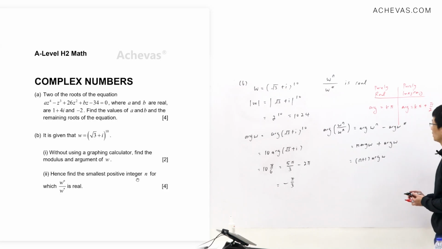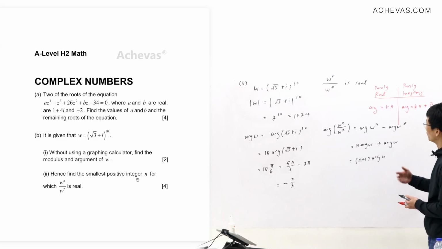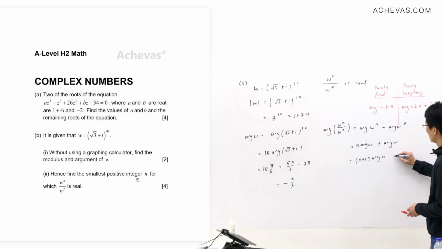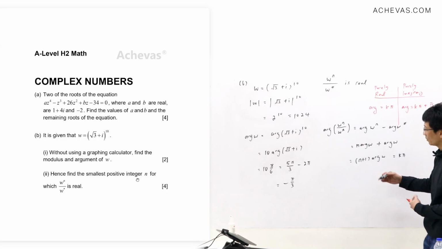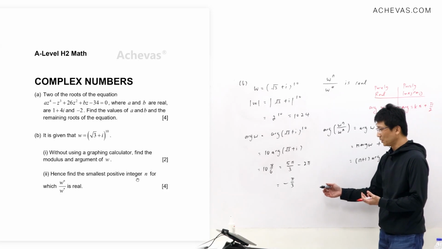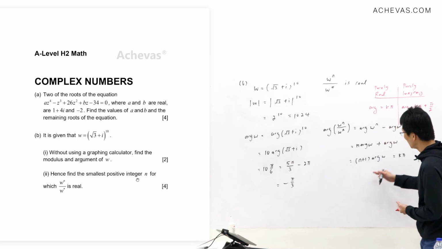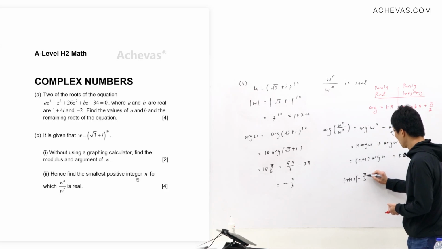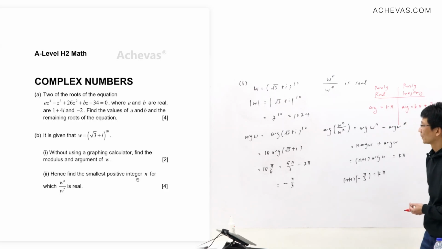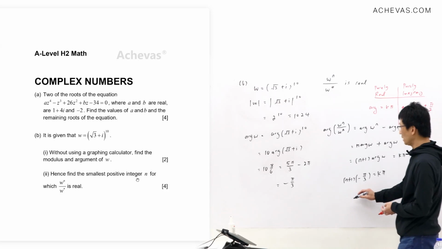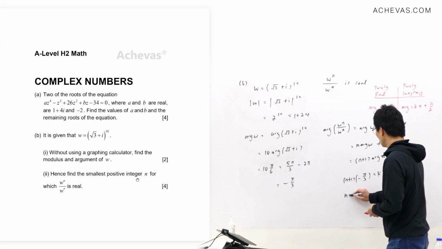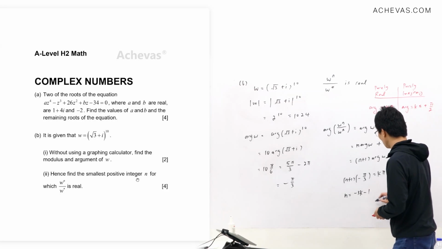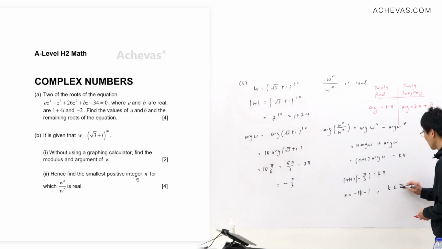Since this question wants us to say that it is purely real, I will equate this particular term with k pi. And since from the previous part, we already know that the argument of w is equal to minus pi over 3, we can simply substitute inside here. So we get n plus 1 times minus pi over 3 equals k pi. And by rearranging this, we will be able to get n equals minus 3k minus 1, where k is an element of integers.